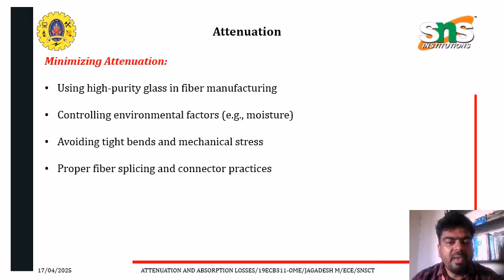And how to minimize the attenuation? We cannot completely overcome attenuation, but we can minimize it. These are some minimization techniques where we can improve our fiber optic communication. One is using high purity glass in fiber manufacturing. Another is controlling environmental factors, for example moisture, and avoiding tight bends and mechanical stress. And the next thing, proper fiber splicing and connector practices.